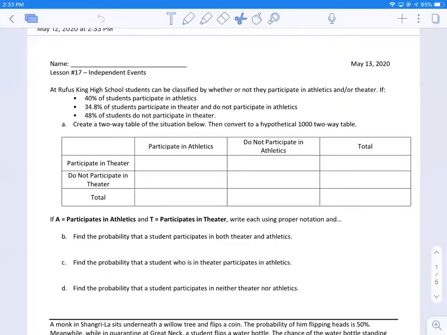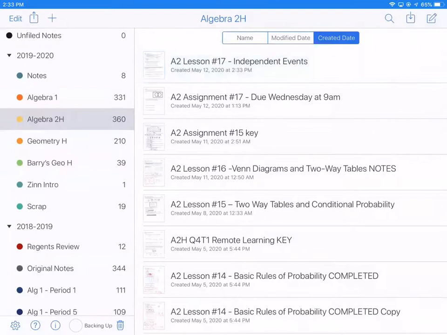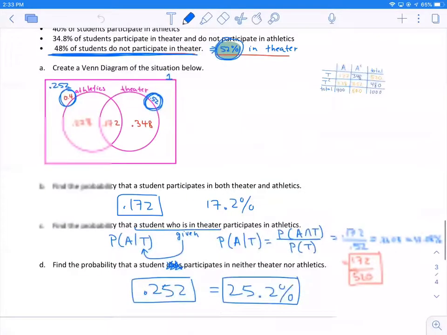All right, guys. Today we're going to be continuing on with probability. We're going to be talking about independent events today. For Monday's homework, I asked you to finish the notes. So that looked like this.